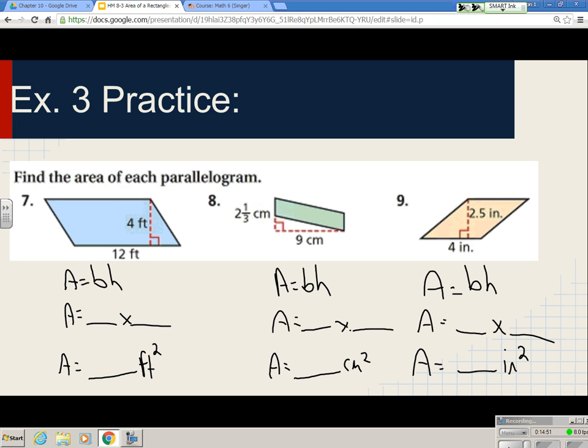Plug and chug, come back when you're done, and make sure it looks and follows the 3 steps that I show you here.